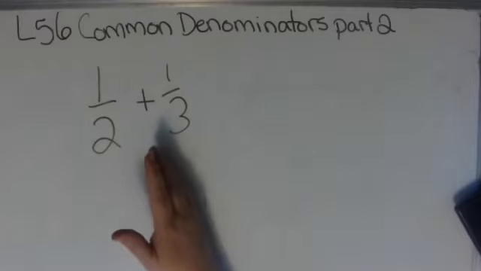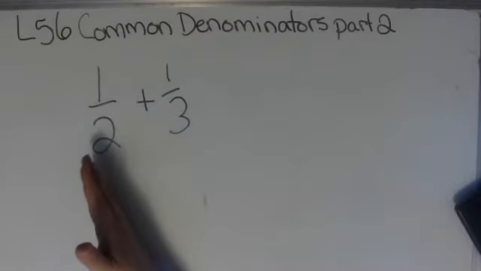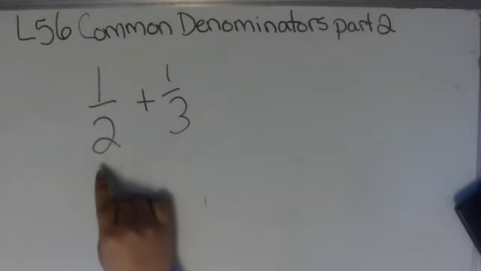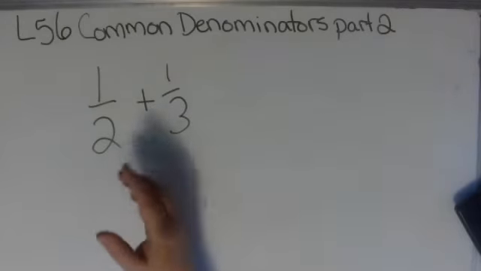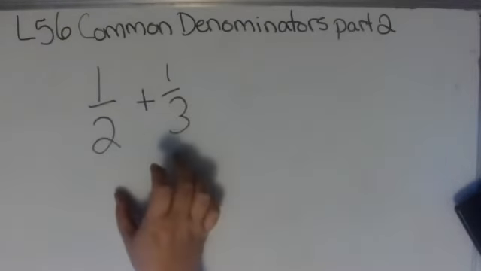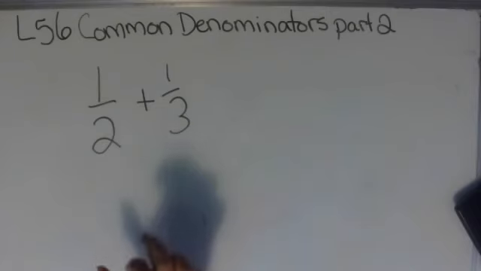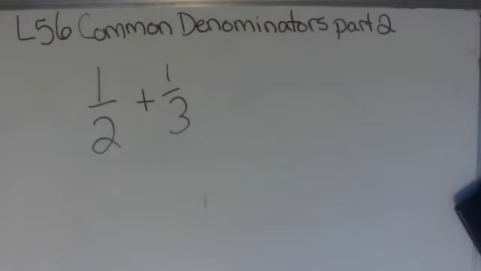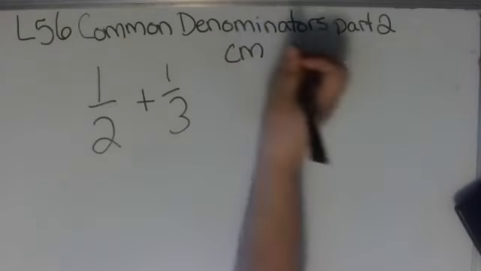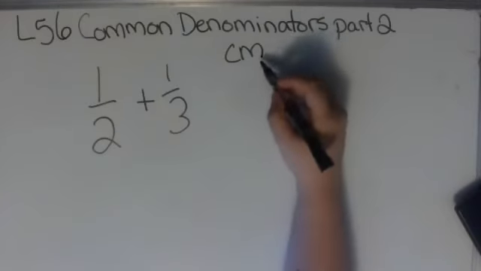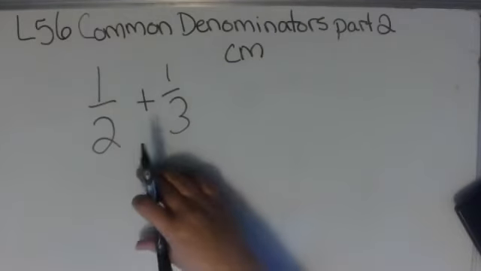Now, one way to do that is look at one fraction and see if I can make the denominator match the other fraction. In this case, I can't do that. So I'm going to have to change both fractions to have the same denominator. How I do that is I look at common multiples, okay? Common multiples are numbers that when you times them together with something, they have the answer.